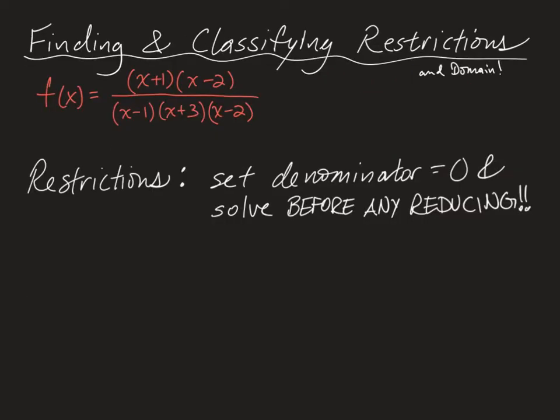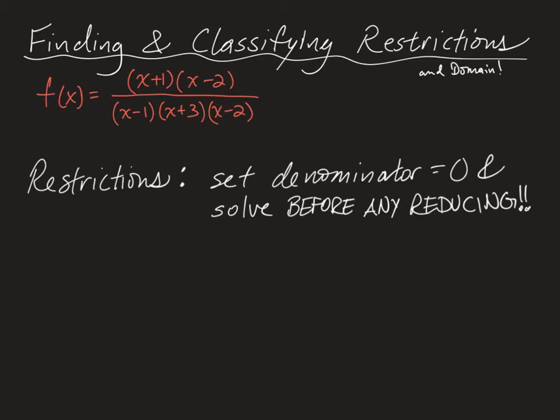On this slide, I will go over how to find and classify restrictions. And then we can also use that to explain what the domain of this function is here. Again, a rational function is a function that has a polynomial in the numerator and denominator. And I promise you these are polynomials, they're just factored. And before I go too much further, factoring the polynomials in a numerator and denominator of a rational function is a really good first step.